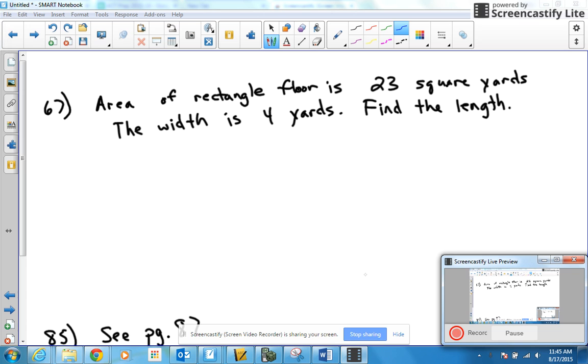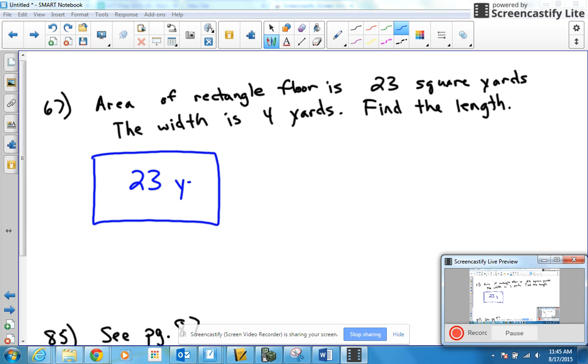Okay, so we're in section 2.2, number 67, and we're told the area of a rectangular floor is 23 square yards. So let's draw a picture here, and we'll say this is 23 square yards. And then the width is 4 yards, so we'll call this my width, and I want to find the length, and I'm going to call my length L. And I know the area of a rectangle is equal to length times width.